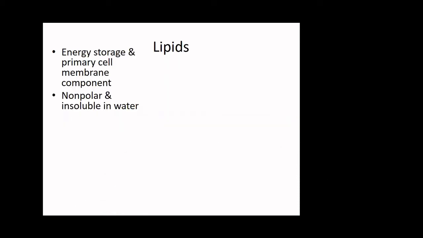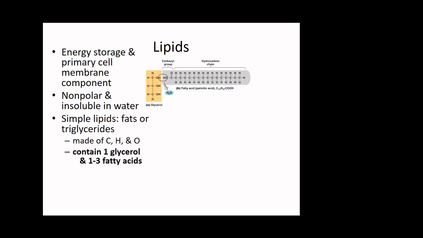The next macromolecule are our lipids. Lipids are for energy storage. They're very important in our cell membranes. They are not soluble in water. Lipids are made of fats or triglycerides. Again, carbon, hydrogen, and oxygen.